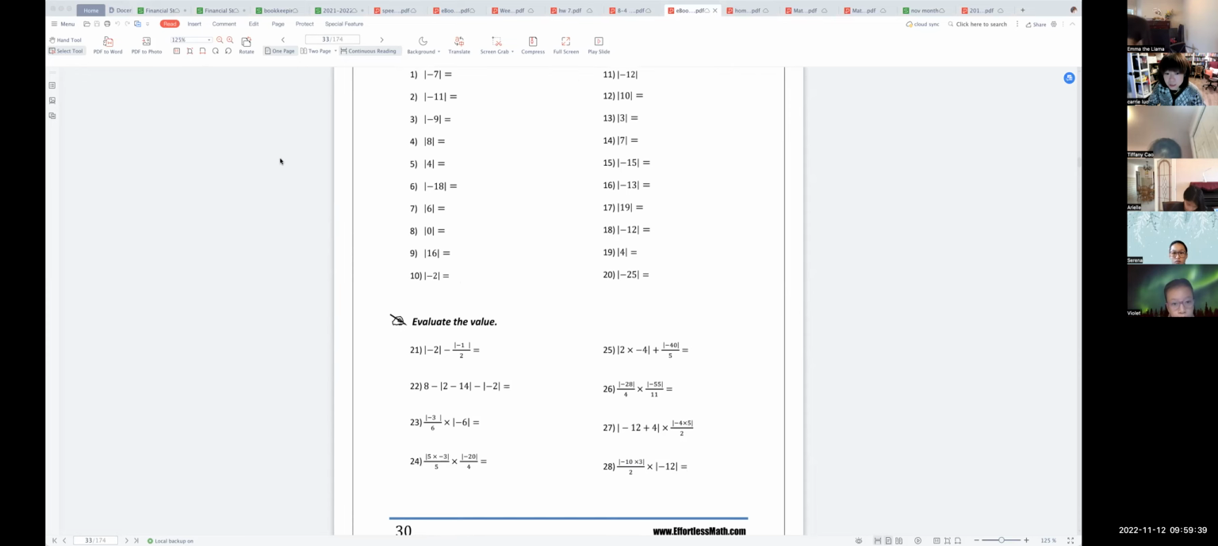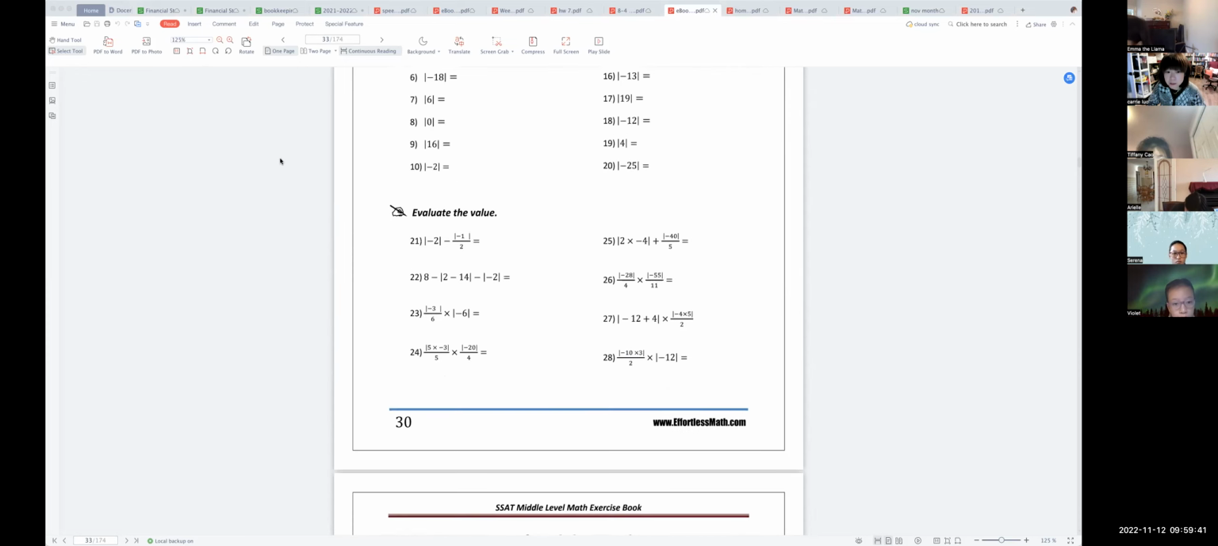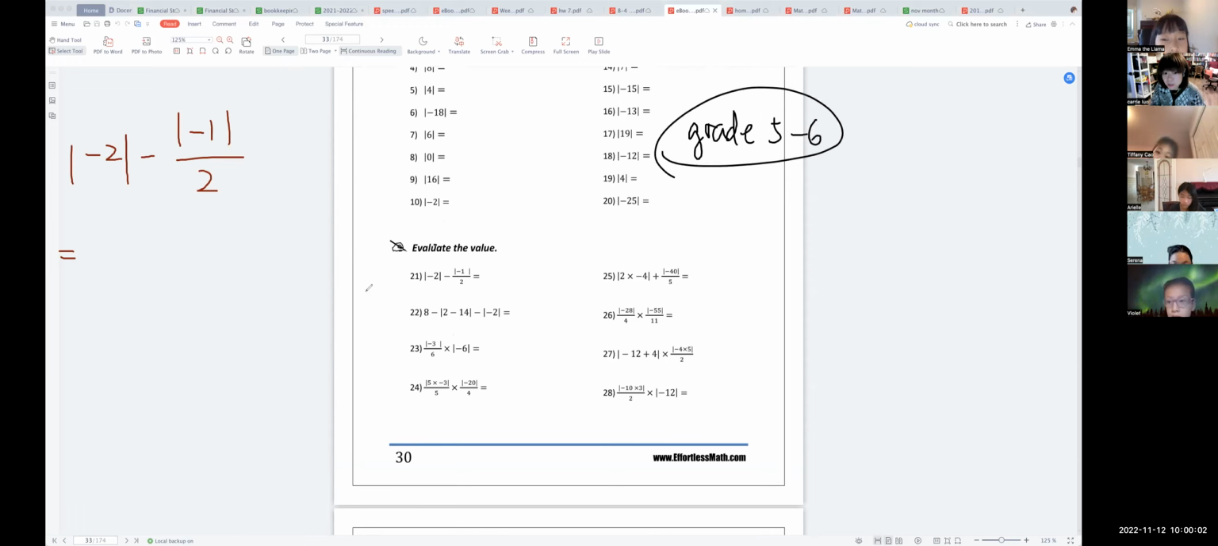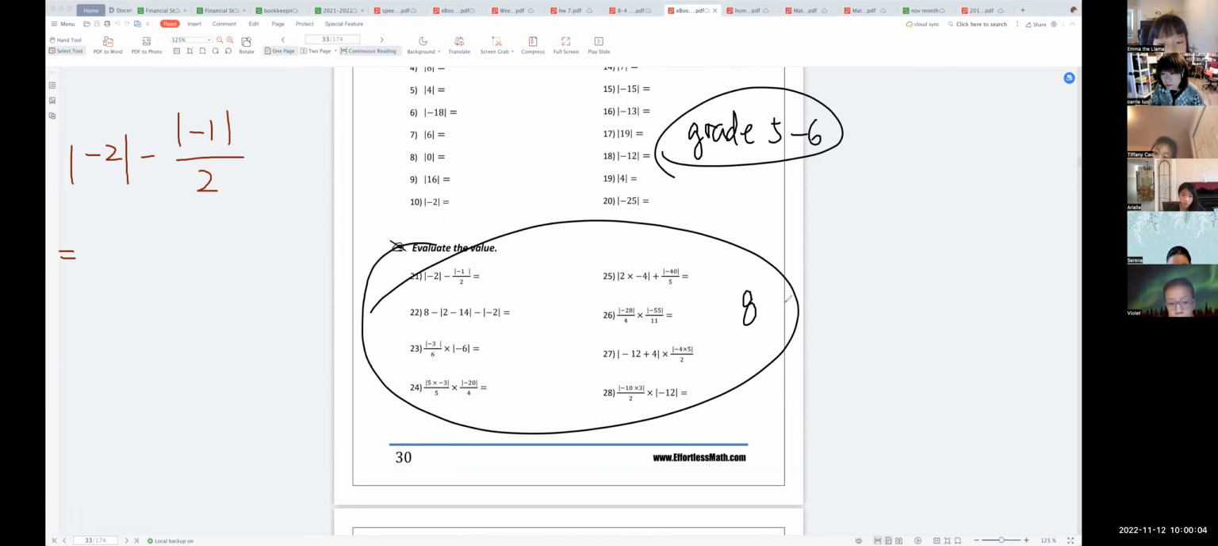Okay, so now let's take a look at number 2 part. This part is actually harder. Let's take a look at negative 2 absolute value minus negative 1/2 absolute value. Everybody, we're going to do it step by step. This is the part that gets harder. The first part you probably learned in grade 5 or 6, and this part will be grade 8 and grade 9.